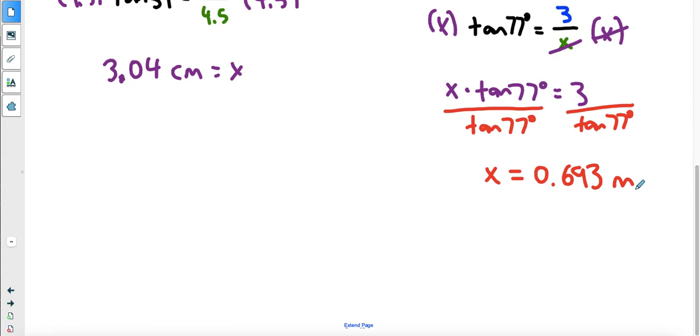So all you need to do in these cases is first start by labeling the sides of your triangle. Then you can use SOHCAHTOA to figure out if you want to use sine, cosine, or tan to solve for your missing side.